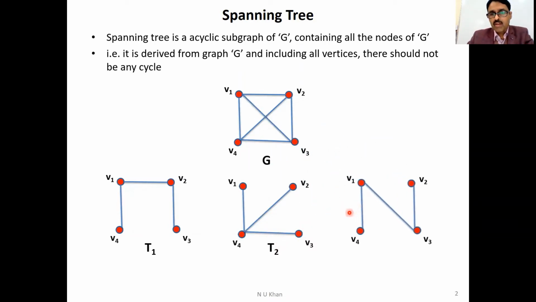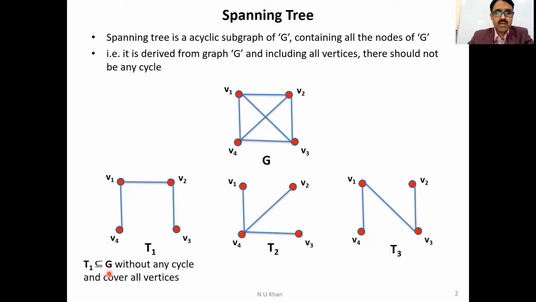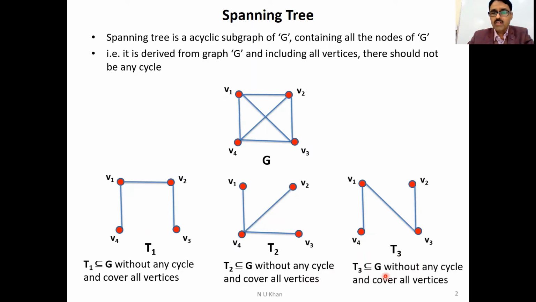We can also derive like this. There are all vertices, but there is no cycle, and this graph T3 is a subset of G. T1 is a subset of G without any cycle and covers all vertices. T2 is also part of G and there is no cycle and it covers all the vertices of the original graph. And T3 is also a subset of graph G, without any cycle and covers all the vertices. So these are all called spanning trees.